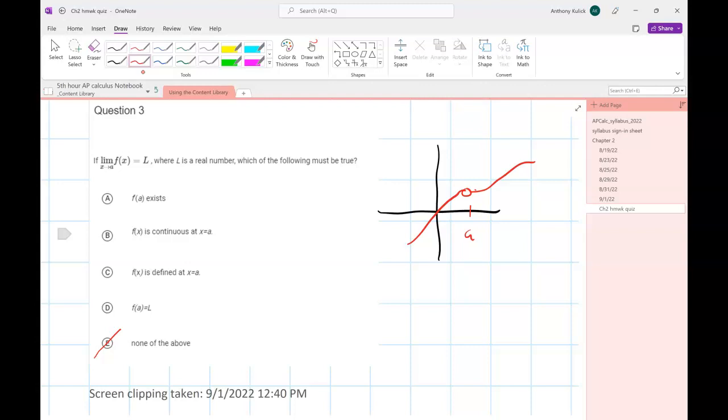F of x is continuous at x equals a. Well, that same example, clearly the limit exists, but we don't have continuity. F of x is defined at a. Well, same example I drew doesn't have that. And then the last one, that f of a has to equal L. Again, the example that I drew doesn't have to have that. So the answer is none.